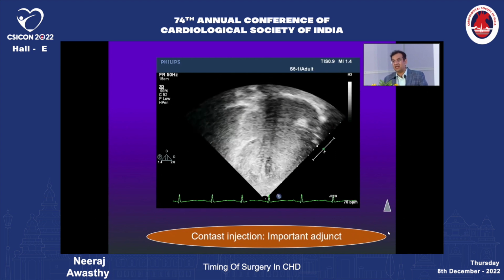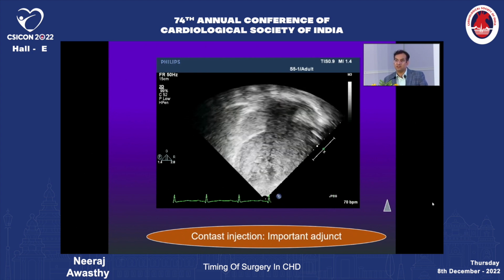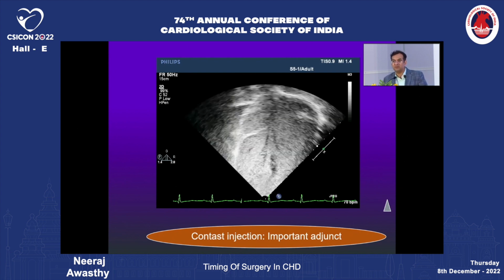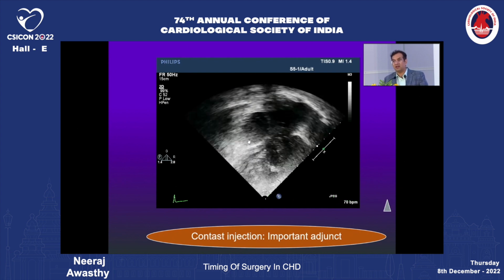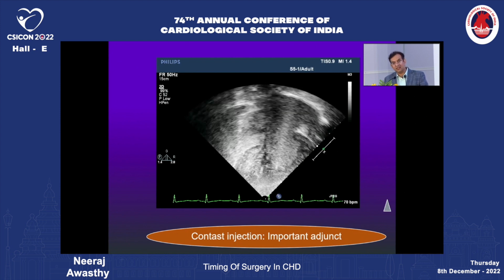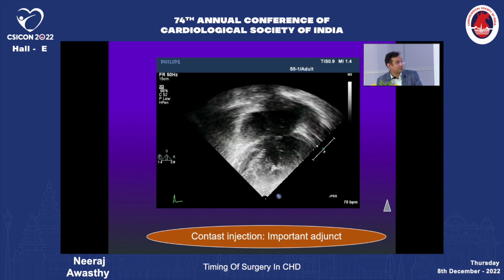It will tell us about the systemic venous anomalies. It will tell us about the presence of pulmonary AVMs, which could be secondary to portosystemic communication as a cause of pulmonary artery hypertension. When in doubt, in an ASD with cyanosis and considering pulmonary artery hypertension, it is always a good idea to subject them to a contrast injection.